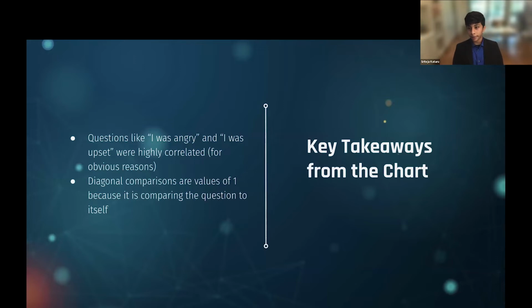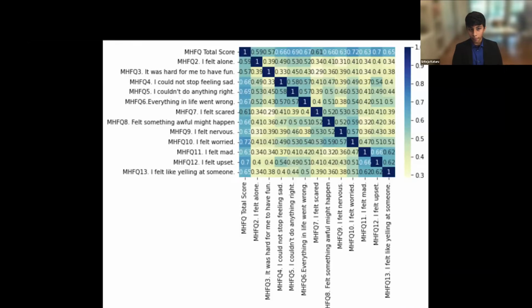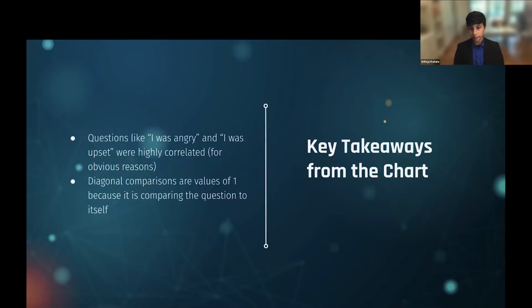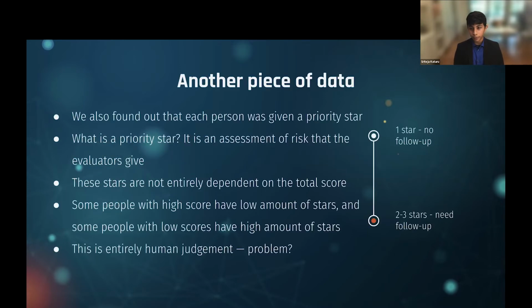Another piece of data that we were given was that each person was given a priority star. But what even is a priority star? It's an assessment of risk that the evaluators give after they do the interview. After they answer all the questions, the evaluators give them either 1 star, which means that no follow-up is needed, or 2, 2.5 or 3 stars, which means that this person needs a follow-up.